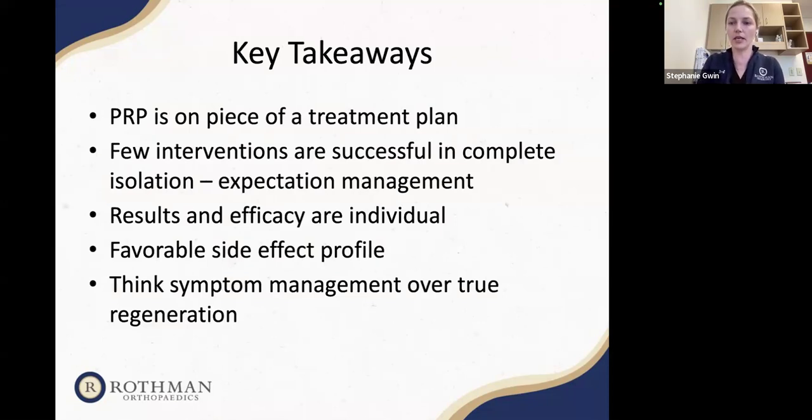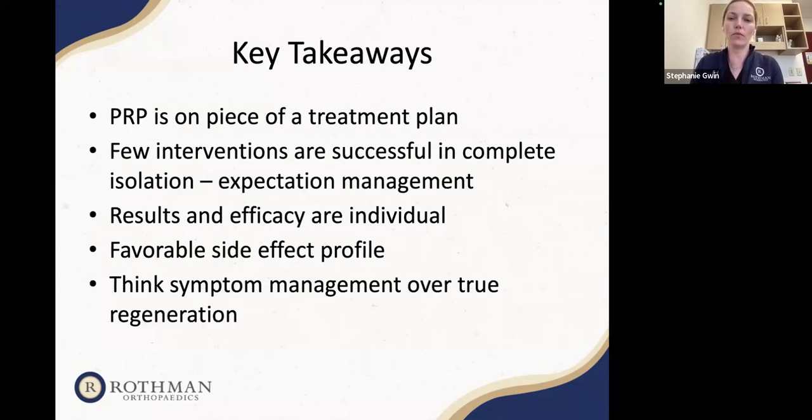So the biggest thing is, any intervention done in isolation, so you just come in for a one-time thing and then you go away and don't do anything else, those are rarely successful. So the best treatment plan is one tailored to you. PRP can be a very helpful tool. But if you just do the PRP and don't do the rehab, or go out and beat it up the next day, the efficacy is going to be more limited.